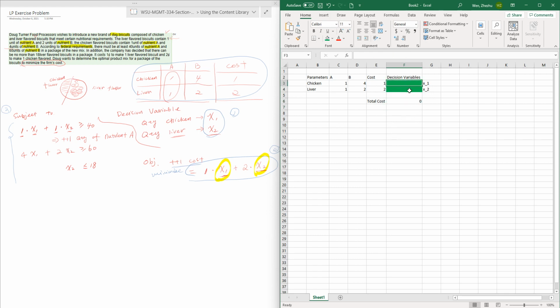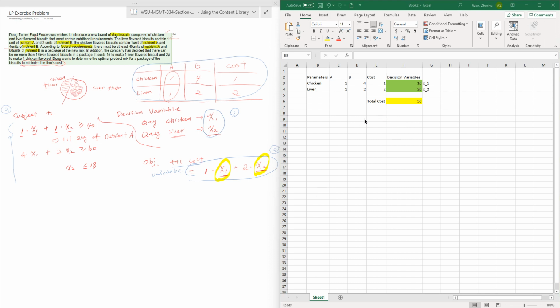You can try to enter any arbitrary quantity here, just to see whether this calculation works. Of course, this is a calculated cell, even though it is the objective function. Since it is a calculated cell, I'd like to use the yellow color to highlight all the calculated cells.